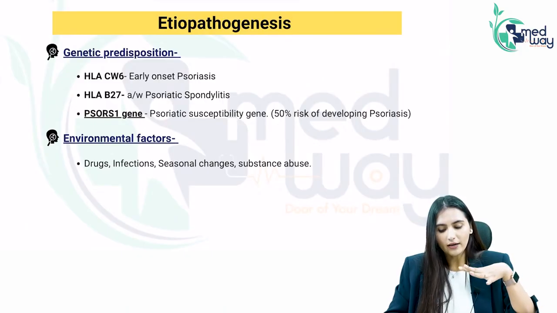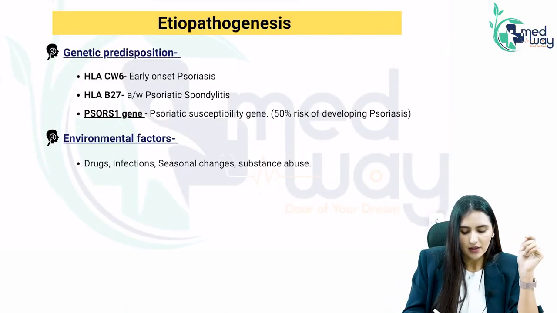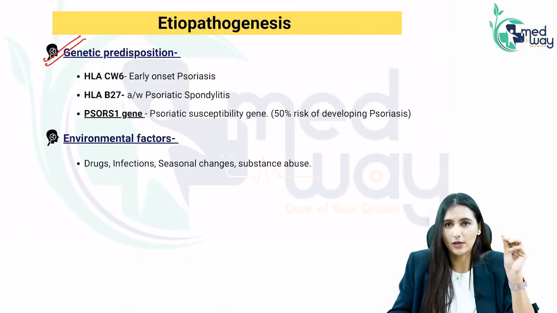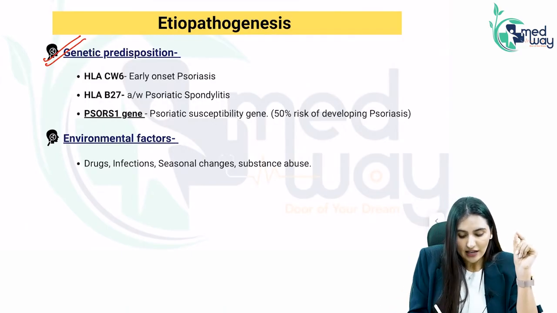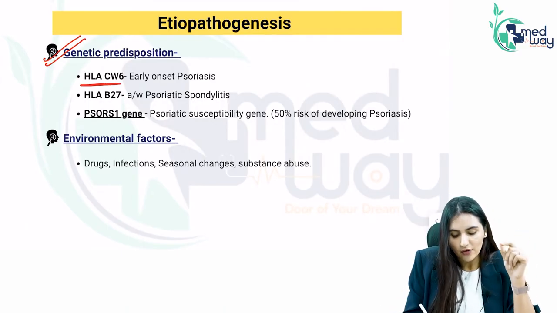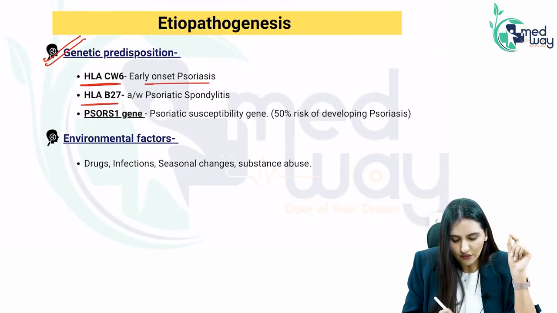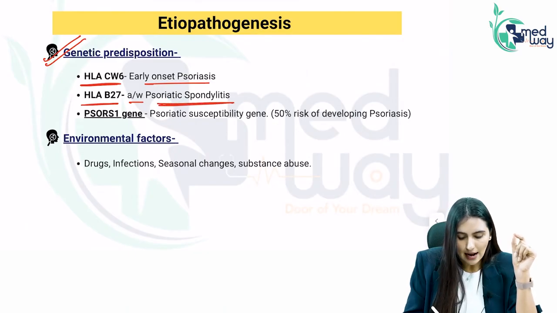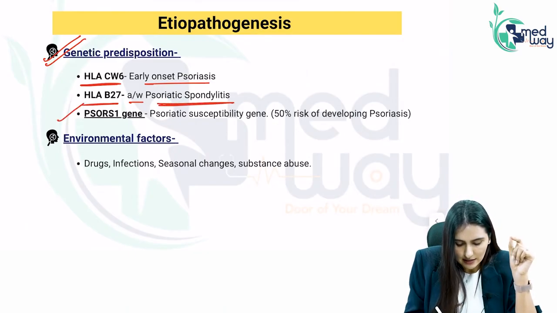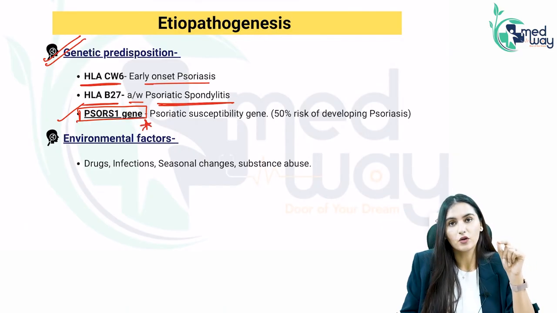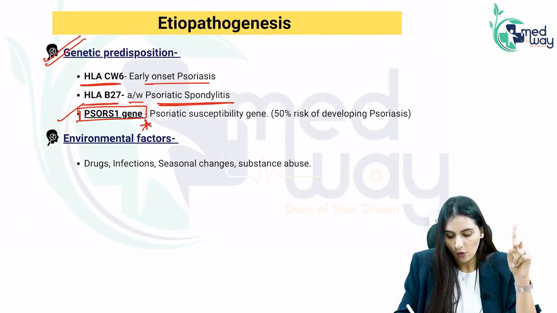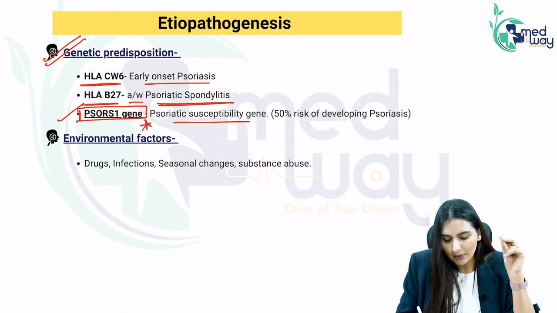Going deeper into etiopathogenesis, there is always a genetic component to psoriasis. HLA-Cw6 will be a marker for early onset psoriasis. HLA-B27 is associated with psoriatic spondylitis, and there is a gene, the PSORS1 gene. This is a psoriasis susceptibility gene.